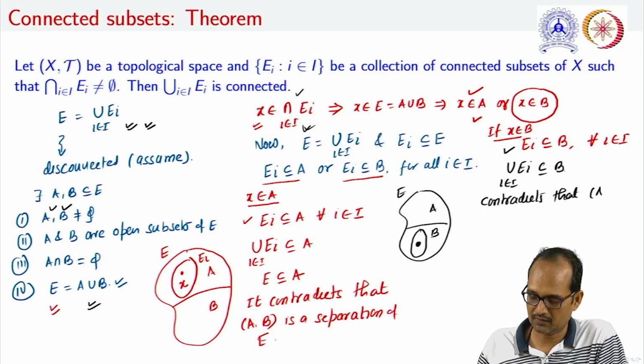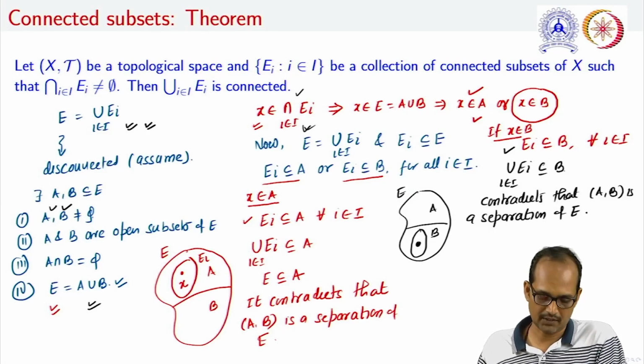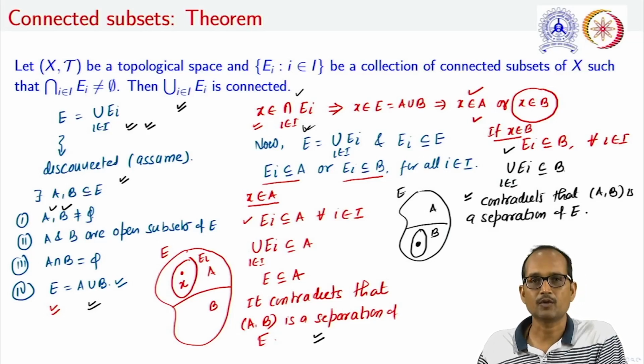this pair is a separation of E. Hence, in any case, if we are assuming that this E is disconnected, we are getting a contradiction. Therefore, this union of Ei, i belongs to I, is connected.